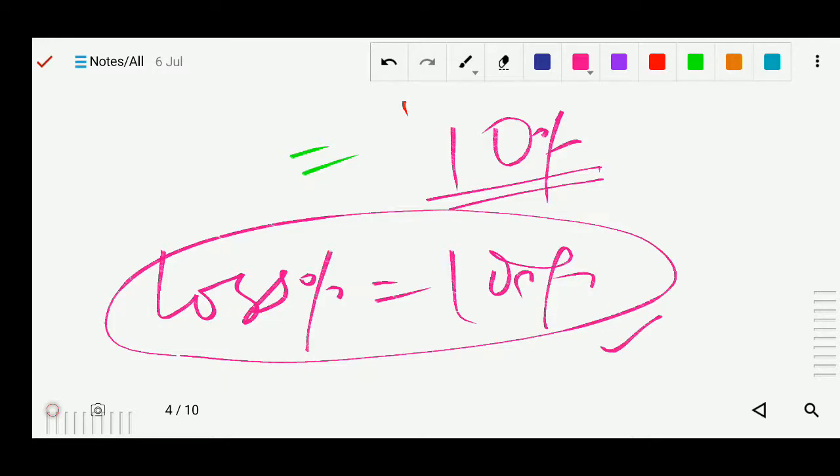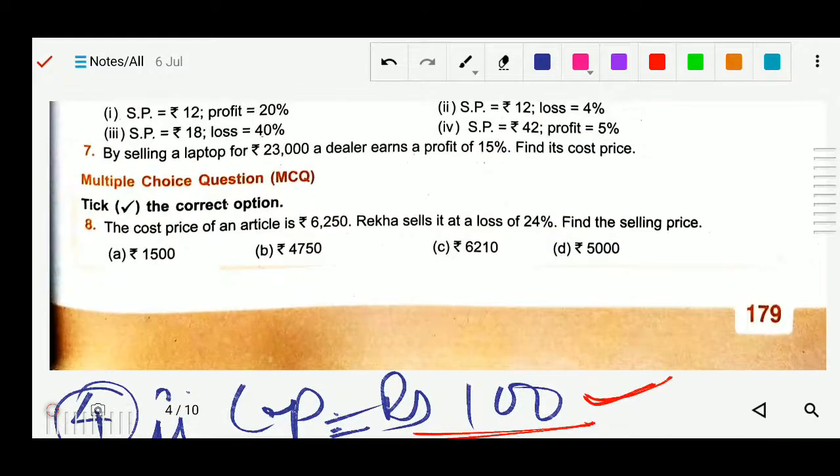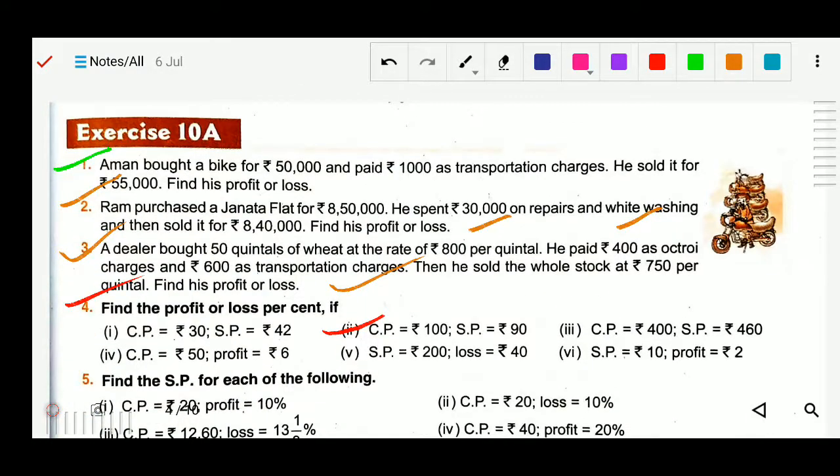Okay, now next question. One more I will do from this question number 4. Which one? Yeah, number 6 I will do. Question number 4, part 6. Selling price is 10 and profit is rupees 2. This question I will do here.